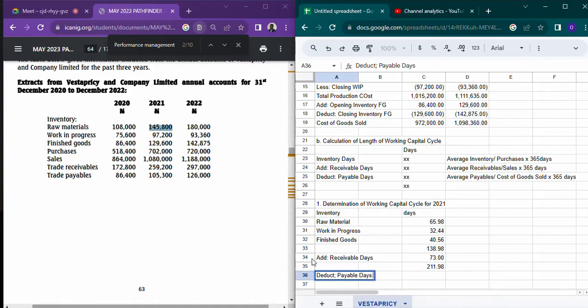payable days, right? Your payable days is average payables. And what is the average payables? Last year's payables, 86,400 plus 105,300, right? Divided by 2. Divided by the cost of goods sold. Cost of goods sold is how much? 972,000. Then multiply it by what?